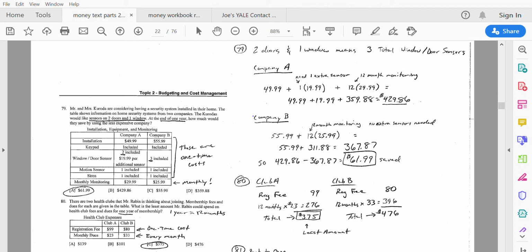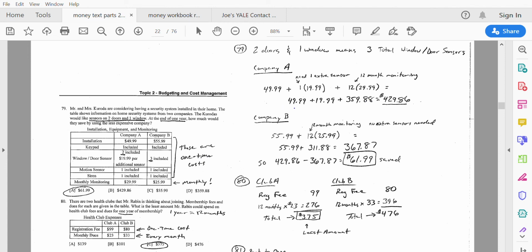So let's look at company A. Company A, $49.99 to put it in. Okay, now we want a total of 3 sensors. 2 are included, so this is key here. We need 1 extra. Okay, 2 are included, we want 3. So that's 1 times $19.99. Okay, then the monthly charge is $29.99, and there are 12 months in a year.